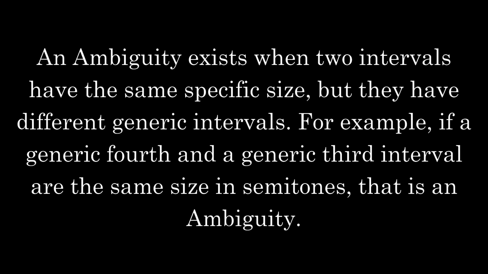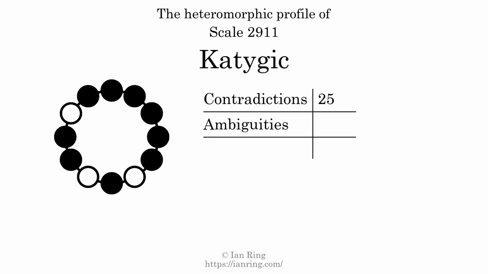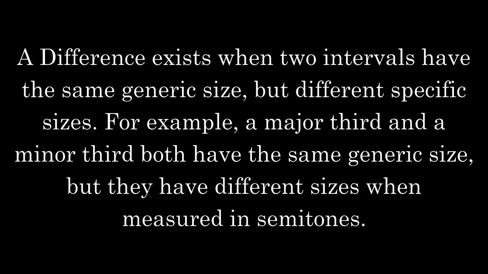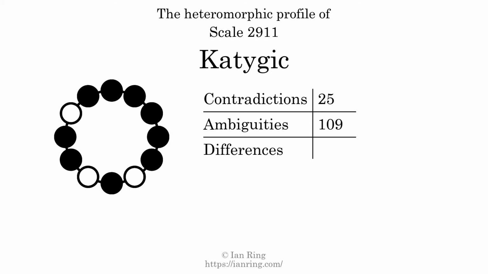An ambiguity exists when 2 intervals have the same specific size, but they have different generic intervals. For example, if a generic fourth and a generic third interval are the same size in semitones, that is an ambiguity. The number of ambiguities in this scale is 109. A difference exists when 2 intervals have the same generic size, but different specific sizes. For example, a major third and a minor third both have the same generic size, but they have different sizes when measured in semitones. The number of differences in this scale is 196.